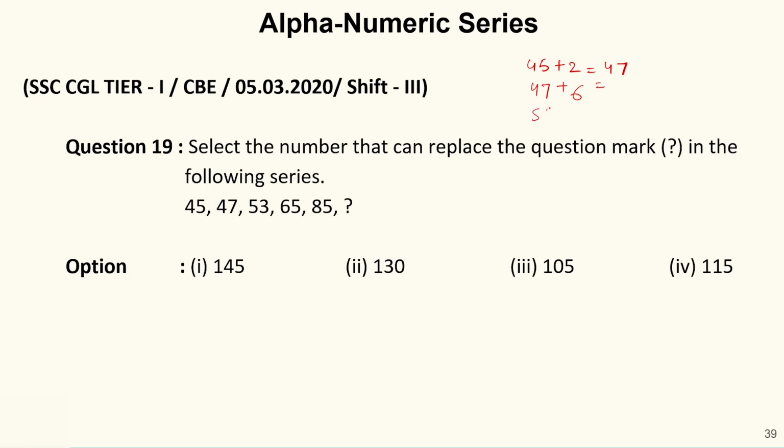And from 53, if we are going to 65, this is also a big jump. This is an addition of 12. So let us solve this in a different way. Okay, let me make a chart to solve this.